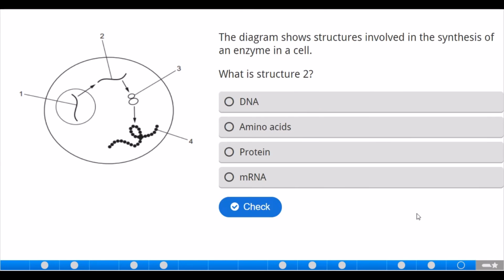The diagram shows structures involved in the synthesis of an enzyme in a cell. What is structure 2? Structure 2 is the mRNA, I suppose, correct?